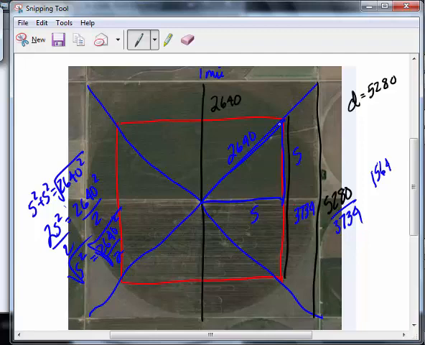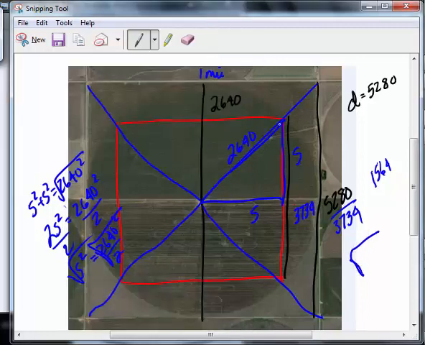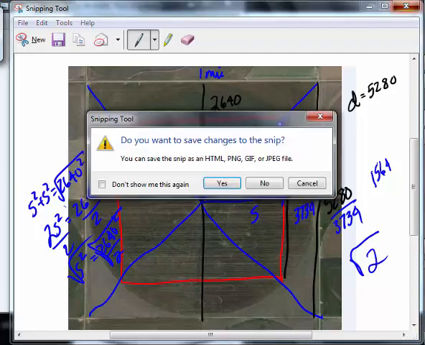If you divide, and this is what I think they mean, 5280 over 3734, it's 1.414 times as big, or in other words, the square root of 2 times as big as the smaller one. Next one.